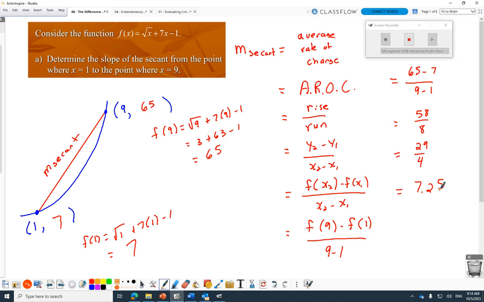Okay, tell me. We're going to build on this, so if there's any questions about that, now's a great time to let me know. Agam. Why did you square root 9? The function said, if I want to plug something in, square root of the x value plus 7 times the x value minus 1. Do you have the x value over here? Yes, they gave me the 2 x values.